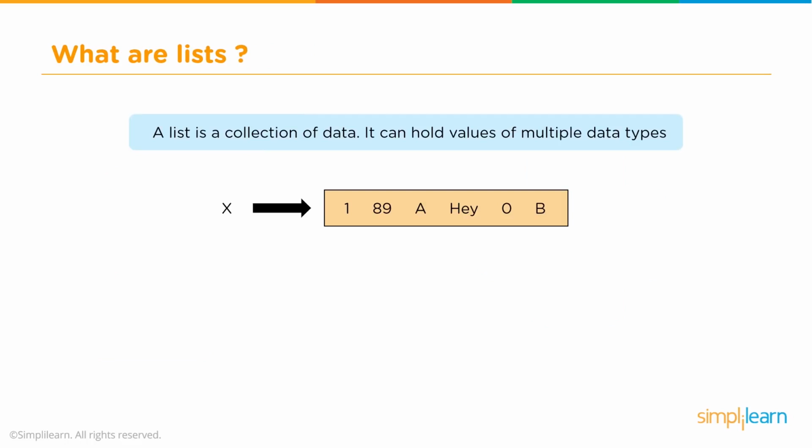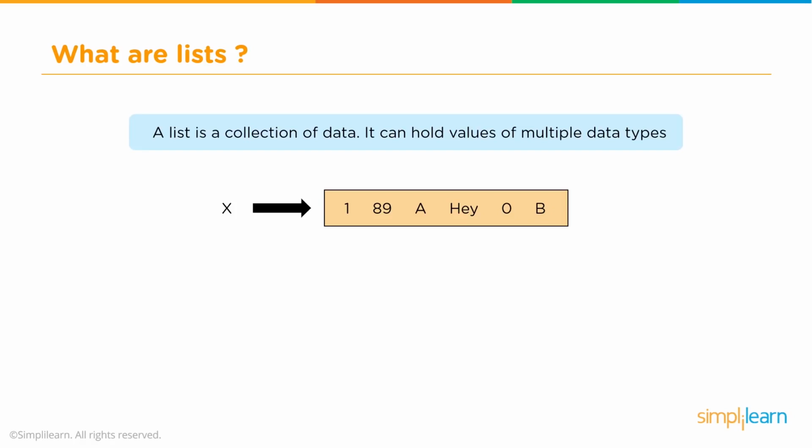So what are lists? A list is a collection of data, and this data could be of any data type. In fact, a list could hold data of different data types. As we can see in our example down here, we have a list named X, and X holds 1, 89, the single letter A, the string hey, another number 0, and the capital letter B.